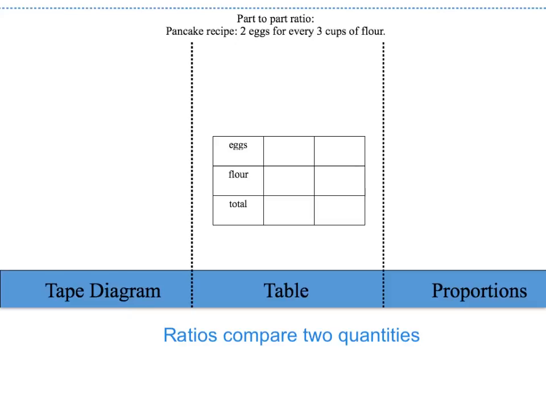So before we start, let's remember that ratios compare two quantities. For example, you can compare dogs and cats, and you can compare gummy bears and chocolate bars. Those are two different types of quantities.